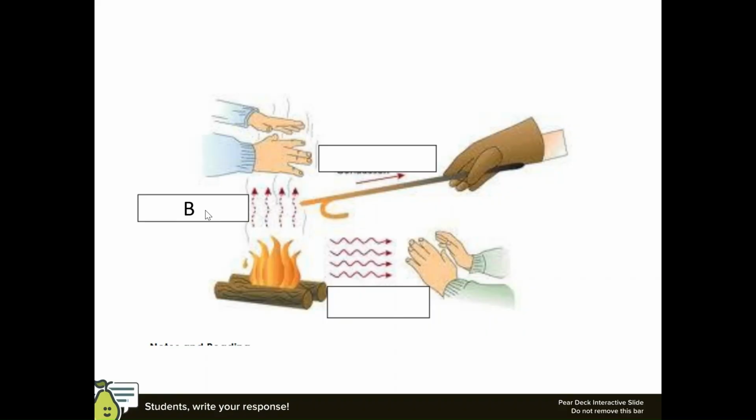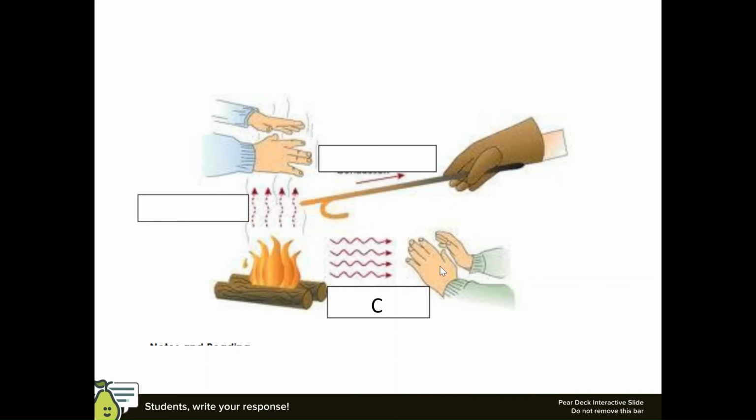B. What do you think B is? Good. It's convection. Convection is hot goes up, cold goes down. Hot goes up, cold goes down. And convection deals with gases or liquids. So here we have these zigzags. These represent heat. This represents gas. So it's going up and down. Hot goes up, cold goes down. So this is an example of convection. So this guy can stay warm through the process of convection.